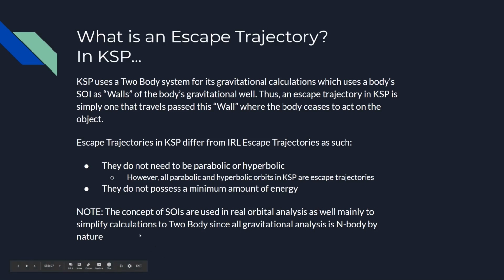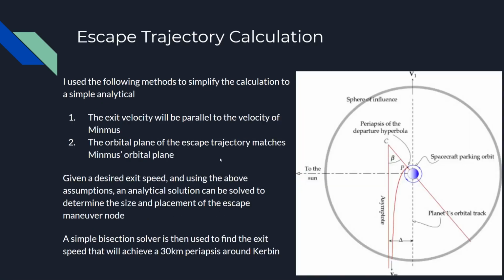I do want to note that sphere of influence analysis is actually used in the real world as well. It's very helpful to make this problem much simpler. For example, when you're doing stuff around Earth, you don't really care about the sun or the moon, usually because they're so far away that the influence is insignificant. But once you get close to the moon, you want to switch over to analyzing it as the main body.